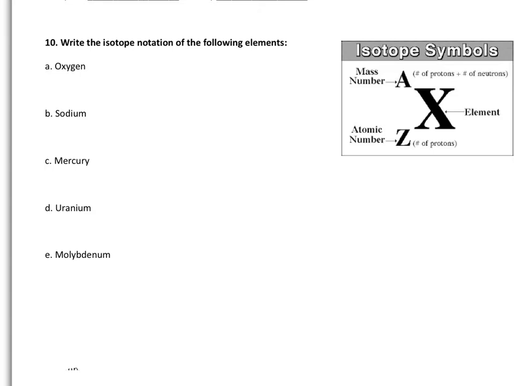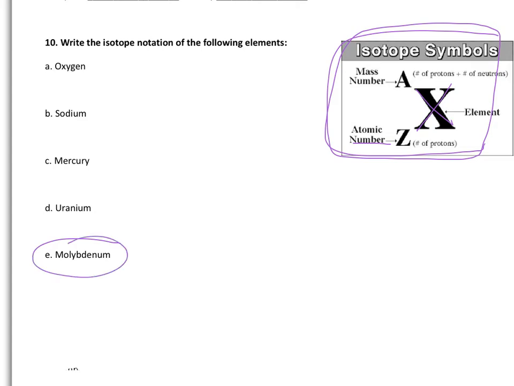Okay, so number 10, you need to write an isotope notation. Recall that isotope notation is from the isotopes video. You write the symbol, you get the mass number and put that in the top left, atomic number you put in the bottom left. So for example, let's just do part E. Molybdenum, which is an actual element, you'd be surprised. The symbol is Mo. The atomic mass, if we're going to round that to the nearest whole number, is 96. That goes in the top left. And then the atomic number is 42.